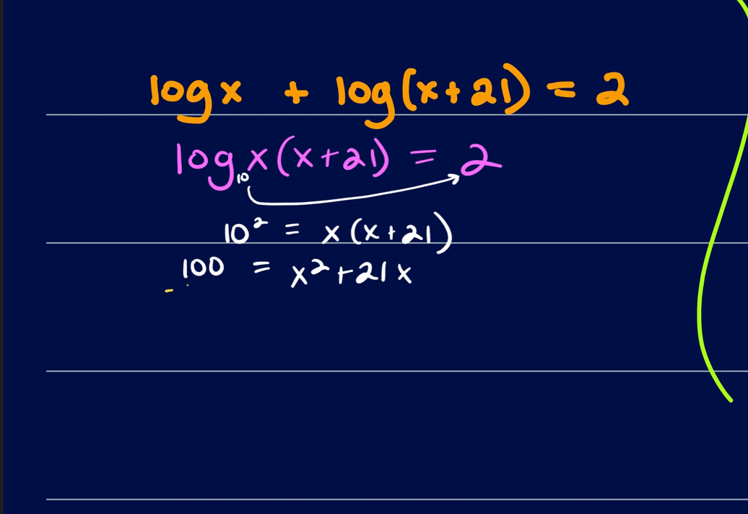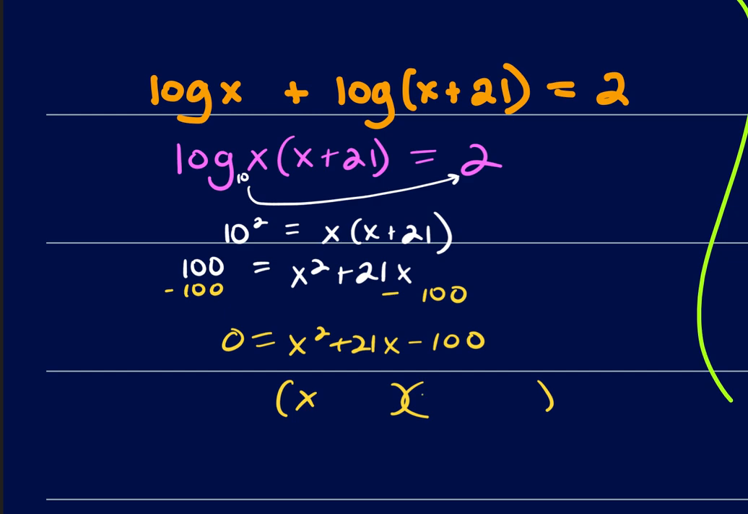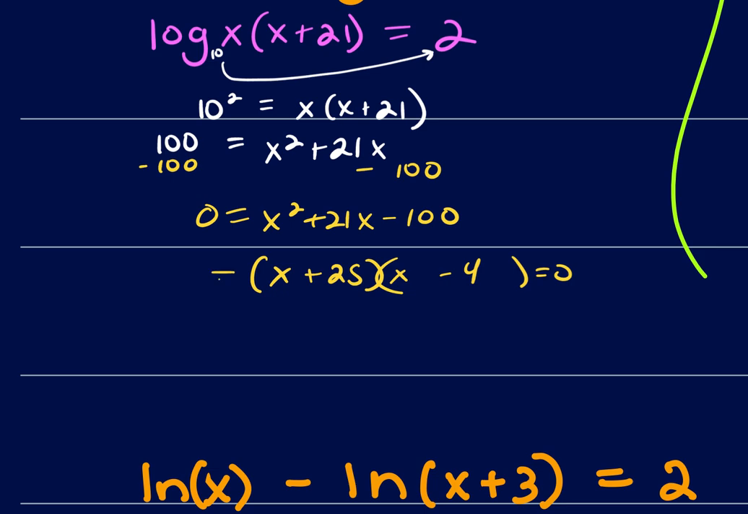Then I'd subtract the 100 because I have an x squared and an x. I know I'm going to have to factor. 0 equals x squared plus 21x minus 100. What are the factors of negative 100 that sum to positive 21? 25, 4. Good. 25, negative 4, split and solve.